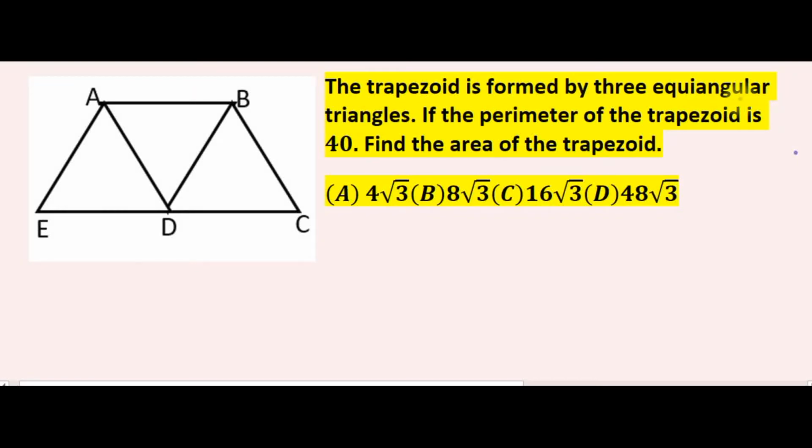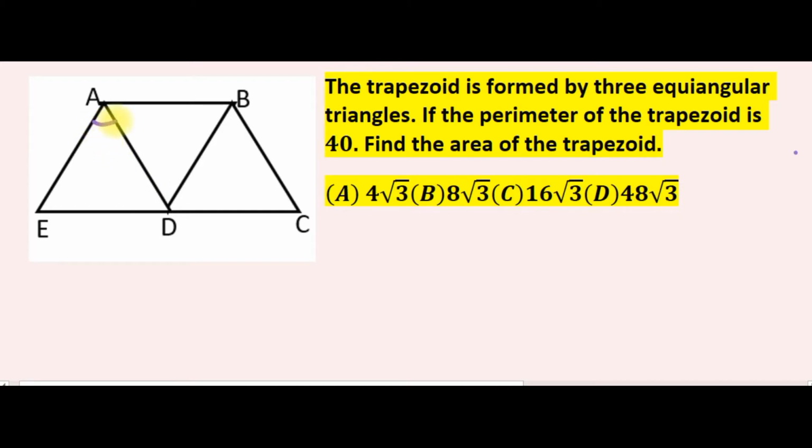A trapezium is formed by three equiangular triangles, as you can see. If the perimeter of the trapezium is 40, find the area. Since these three triangles are equiangular, it means they're also equilateral.